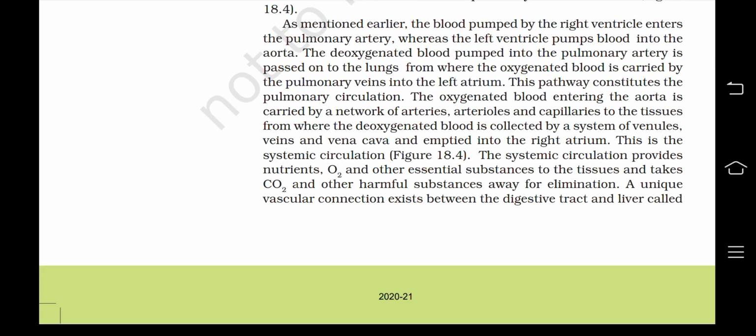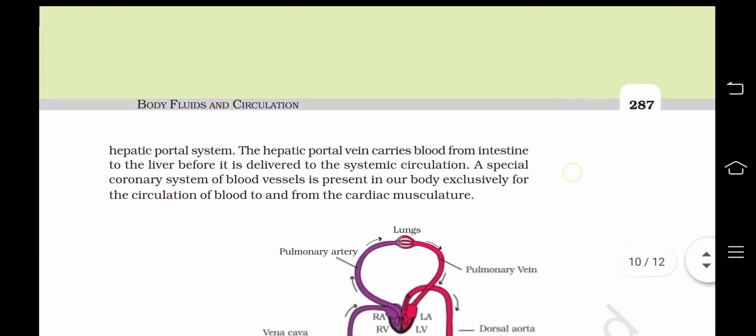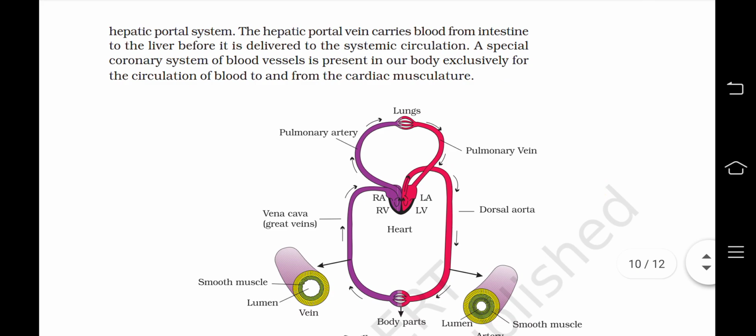A unique vascular connection exists between the digestive tract and the liver called the hepatic portal system. The hepatic portal vein carries blood from the intestine to the liver before it is delivered to the systemic circulation. A special coronary system of blood vessels is present in our body exclusively for the circulation of blood to and from the cardiac musculature.